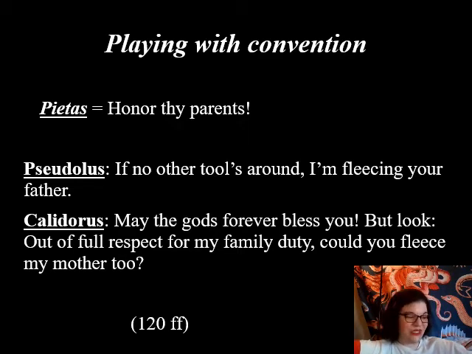And then Calidorus, as a good Roman son, we'd expect him to say, how dare you? That's my father. You don't steal money from your father. He says, oh, may the gods forever bless you. But look, out of full respect for my family duty, could you fleece my mother too? And that's funny because it's not what we expect out of Calidorus the good son. He's being a bad son and he's doubling down on being a bad son. And he seems to kind of not completely get it either.